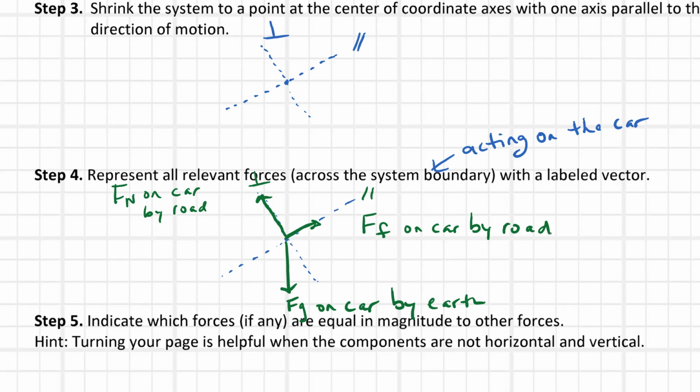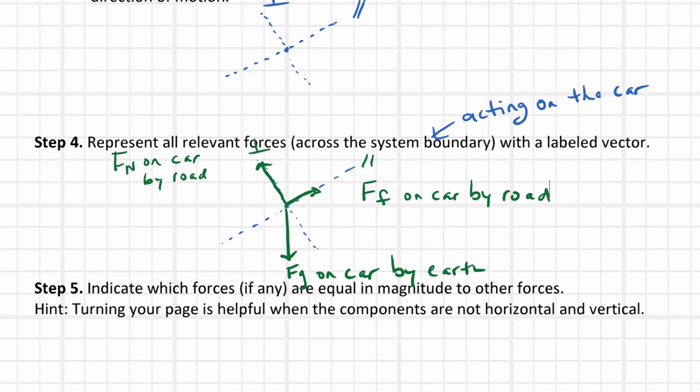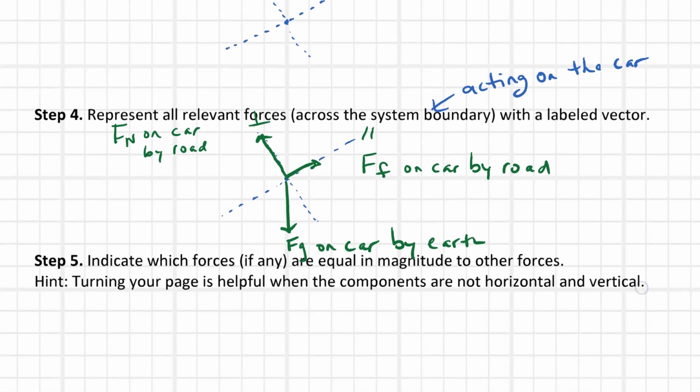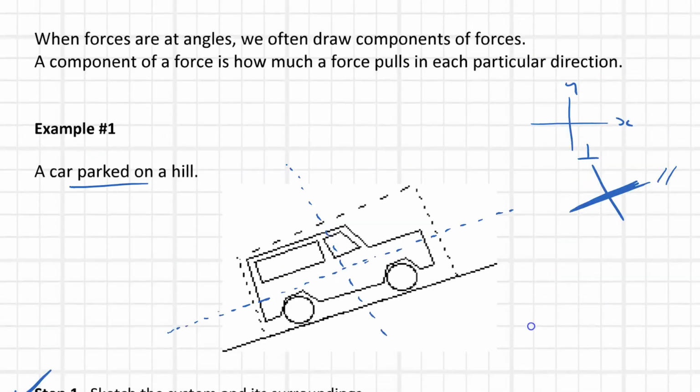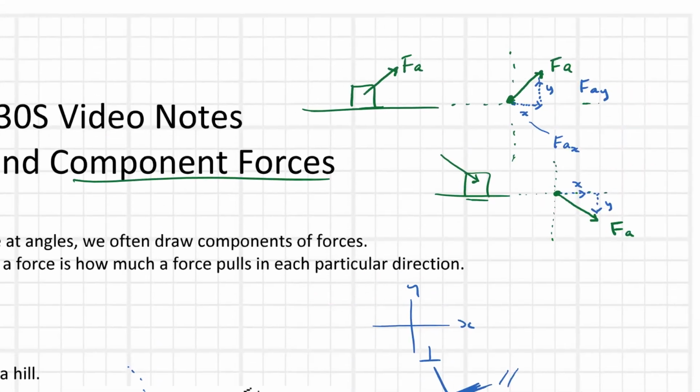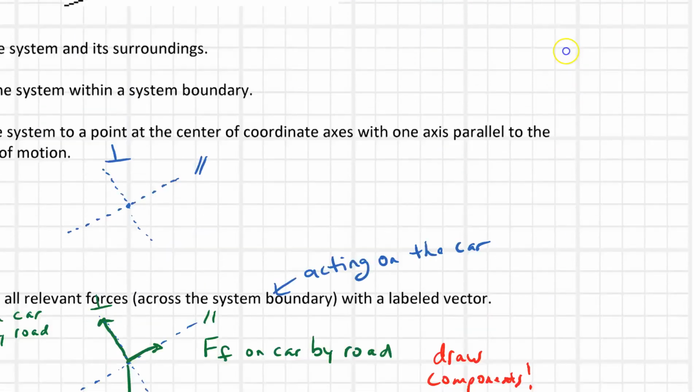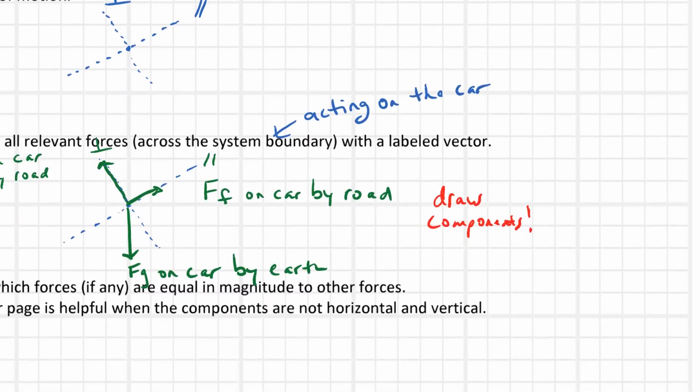All right, step 5 says indicate which forces, if any, are equal in magnitude to the other forces. Oh, actually, we're not done here. We're going to draw the components of the force of gravity. Maybe I'll switch to red, draw components. In our 2 initial examples, it's when this force was not along our axes that we drew the components. So which is the one that's not playing nice with the others? Which is the one that's not along the axes? Well, it's the force of gravity.